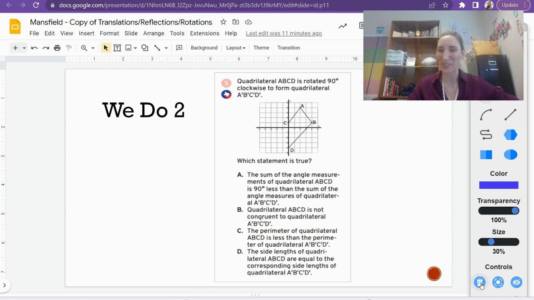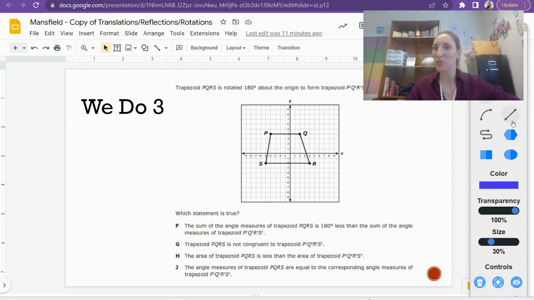Here we go. Let's try. We do number 3. Please write that on your paper. This one says trapezoid PQRS is rotated, important keyword, 180 degrees about the origin to form trapezoid P prime, Q prime, R prime, S prime. Which statement is true? All right, here we go. Three lies and one truth. I'm looking for that one.